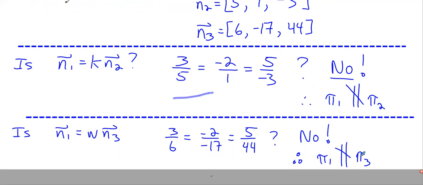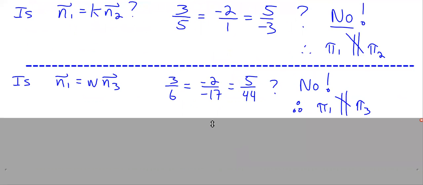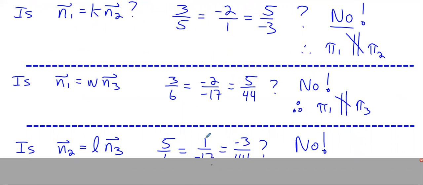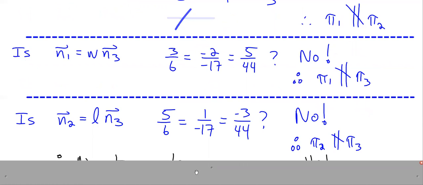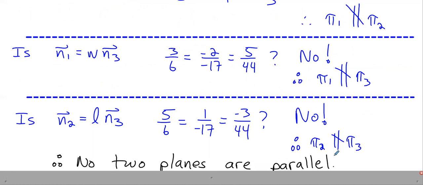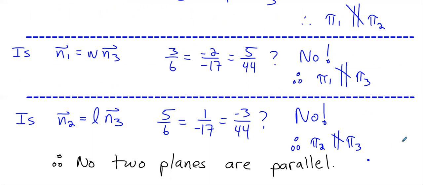So we do the same thing with 1 and 3. Plane 1 and plane 3 are not parallel. So what does that tell us about all three of them? Well, not much yet. We know that plane 1 and plane 2 do that, but plane 1 and plane 3 are also not parallel. So we need to double check what happens with 2 and 3. Maybe 2 and 3 are parallel, and they are not. So none of them are parallel. No two planes are parallel. We have one going that way, one going this way, and one going that way.